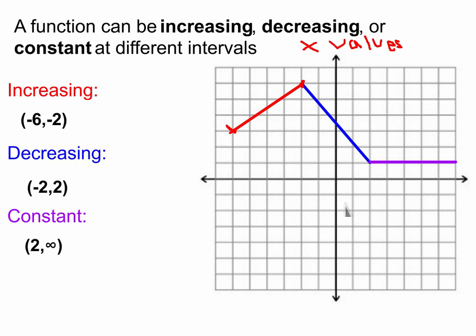And then it is constant from that point to, and this graph goes on forever. Should put some arrows here. This graph goes on forever. So it's constant from 2 to infinity, because now it's just flat for the rest of the graph. So that's how we figure out our increasing, decreasing, and constant intervals.